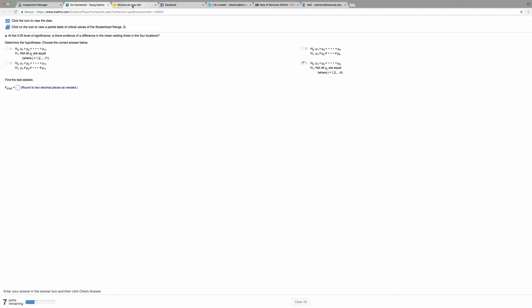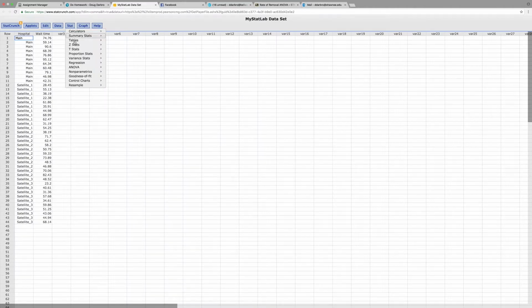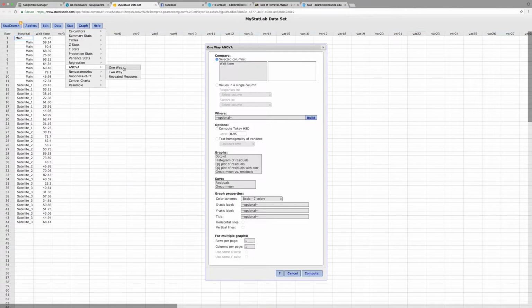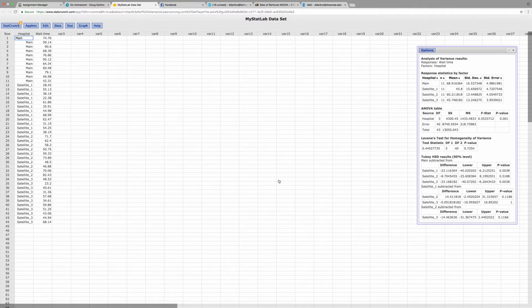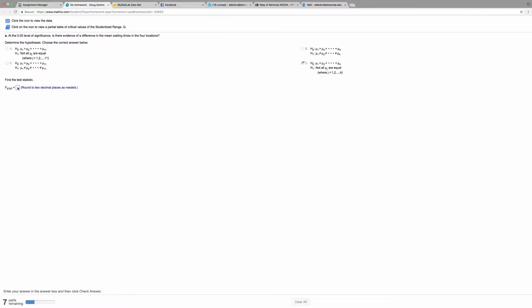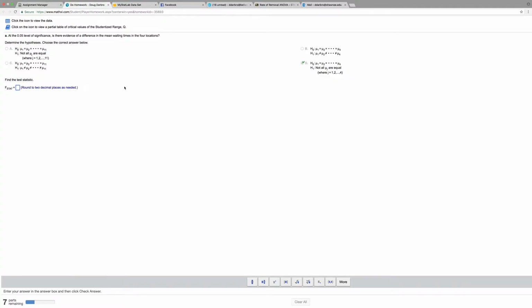Find the test statistic. So guys, I'm going to run an ANOVA. I'm going to go ahead and get all this stuff. I don't need it just for the test statistic, but I may need it later. So the test statistic is 6.5534. So 6.55, okay, it only needs 2 places.